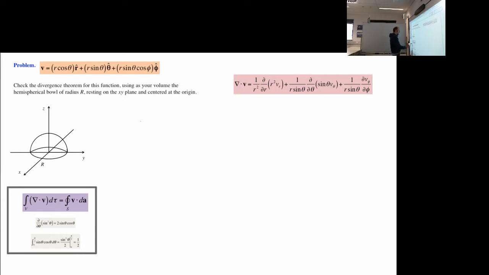So here is our divergence theorem. The integral of the divergence over a volume is equal to the total flux, or the total amount of fluid which is passing through a surface per unit time. That's given as the integral of v dot dA, where dA is an infinitesimal surface element. The first thing we do is use this expression here in order to determine the divergence of the vector function v.